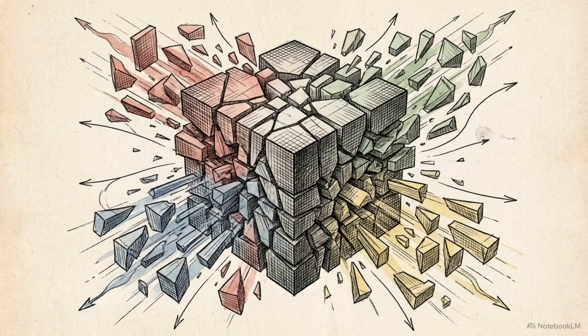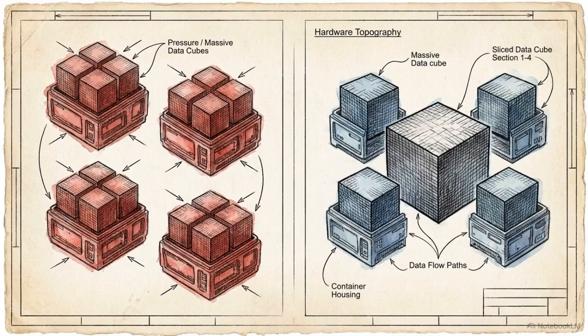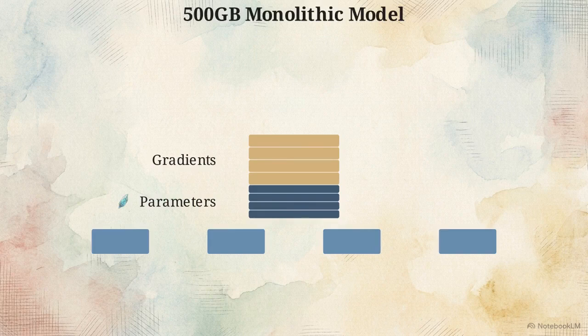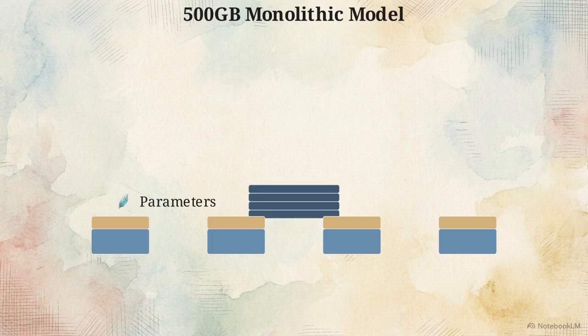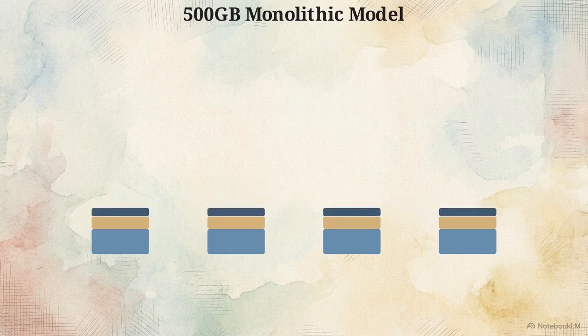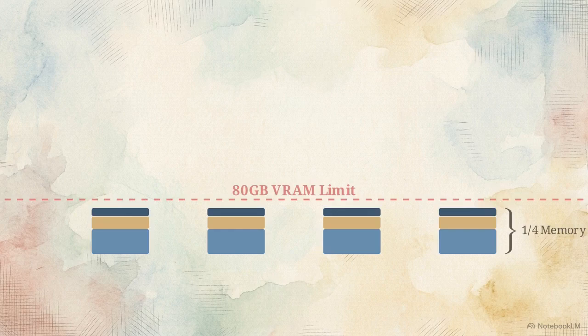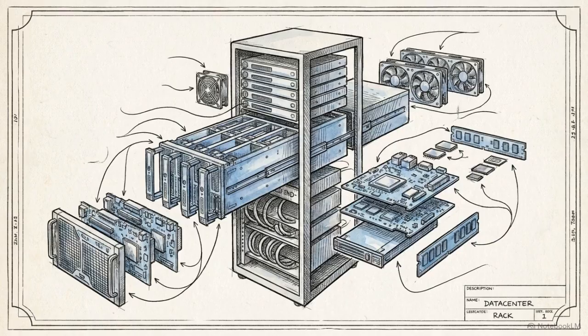Since replication fails, the only path forward is to fracture the model itself across the cluster. This is the logic behind Microsoft's DeepSpeed Zero Redundancy Optimizer, ZeRO, and PyTorch's Fully Sharded Data Parallelism. ZeRO Stage 1 targets optimizer states, distributing them across 4 GPUs. Stage 2 shards the gradients. Finally, ZeRO Stage 3, FSDP, fragments the parameters. Each GPU now holds exactly 1/4 of the footprint, fitting safely within the 80 gigabyte limit. By sharding the model's geometry, ZeRO and FSDP prevent out-of-memory errors at scale.